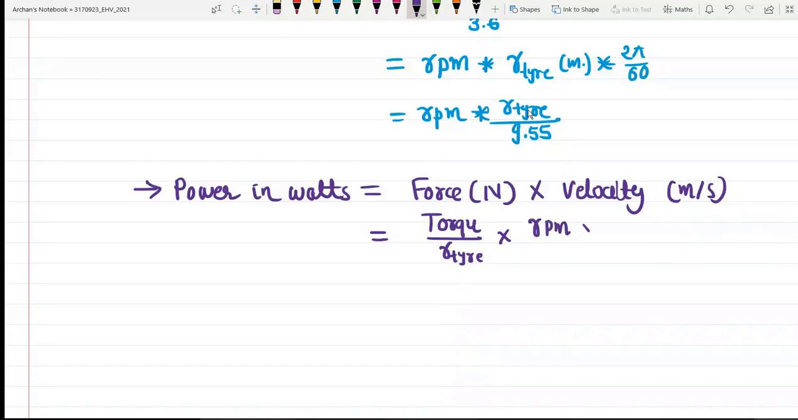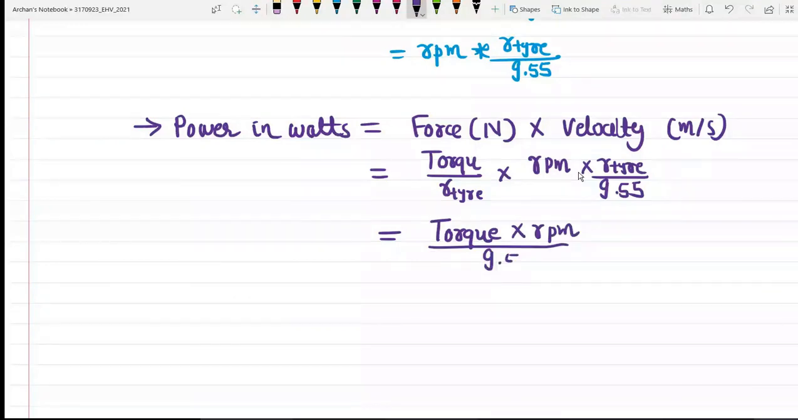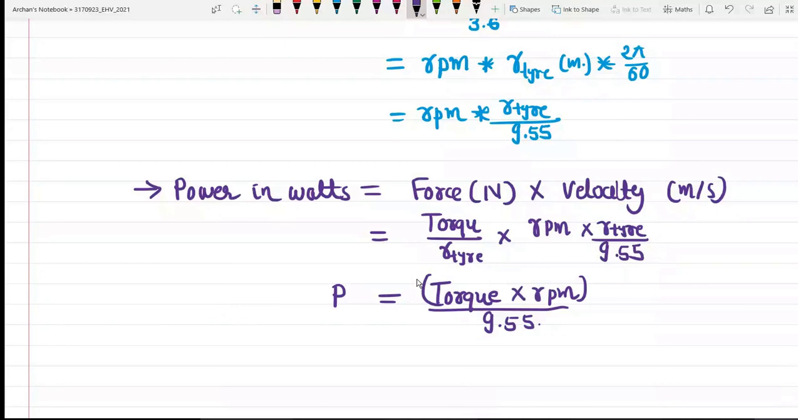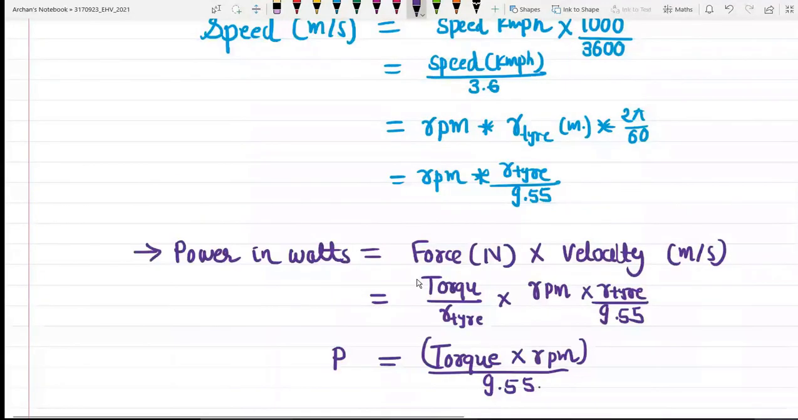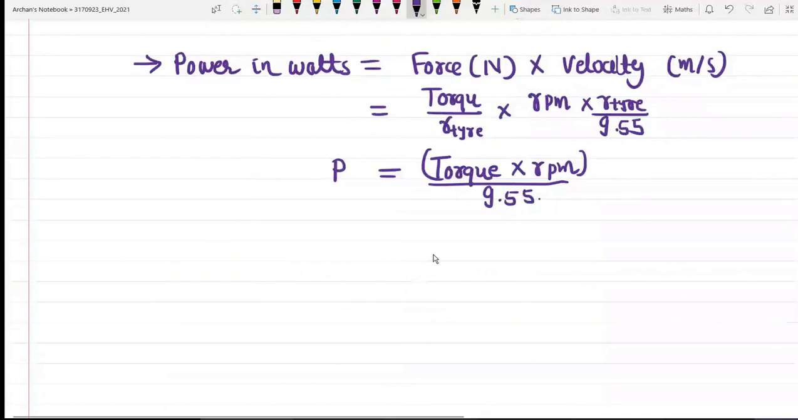And that velocity is given by rpm into r tire divided by 9.55. So here you know that whenever we are about to calculate the power, this radius of tire will not be there. If you know the value of torque and the value of speed in rpm, and that is divided by 9.55, this will give us the value of power in terms of watts. And whenever it gets divided by 1000, we will get the power in terms of kilowatts. Generally we represent power in kilowatts, not watts. So this is the power which is required to generate this much amount of torque, or whatever value of torque will be there.